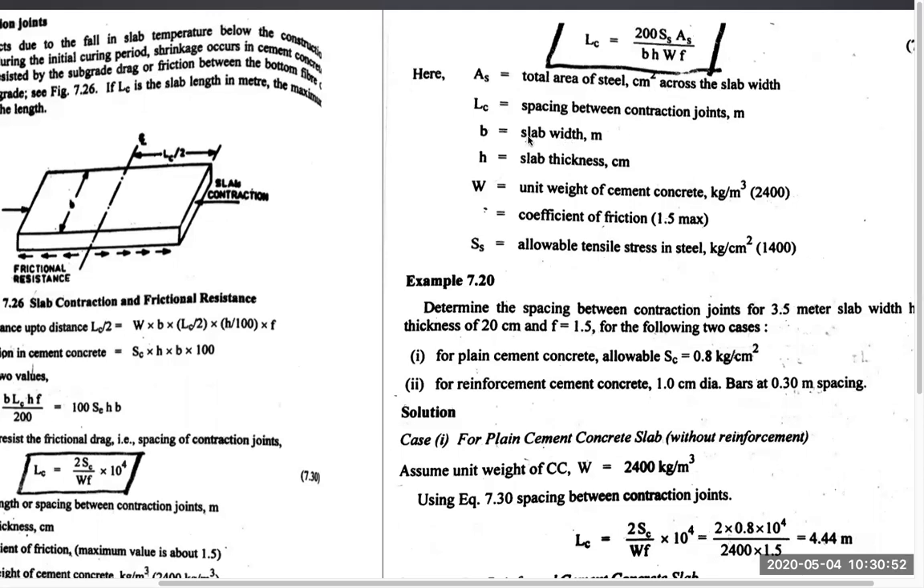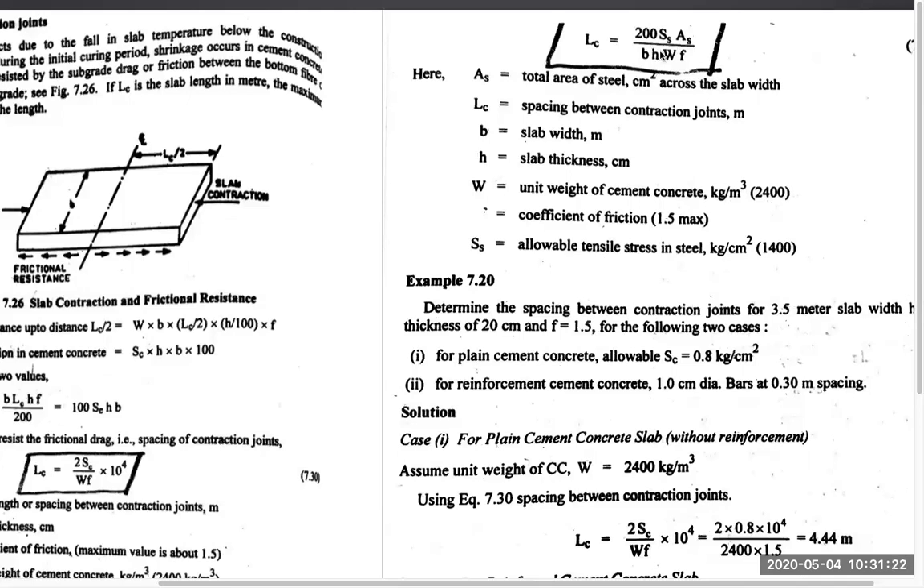B is the slab width in meters. H is the slab thickness in centimeters. Okay. So please, students usually get confused while substituting these values. Now we are well versed with giving all these parameters in the same unit, but while deriving these equations, they have taken care that some values will be in centimeters and some values will be in meters.